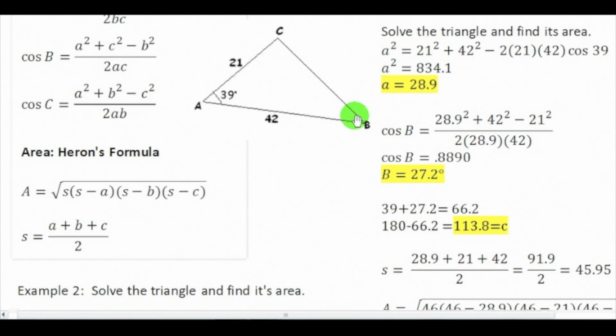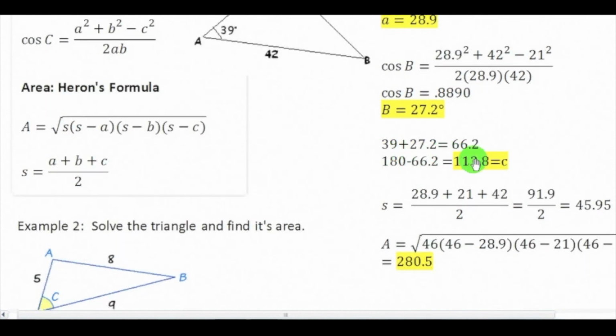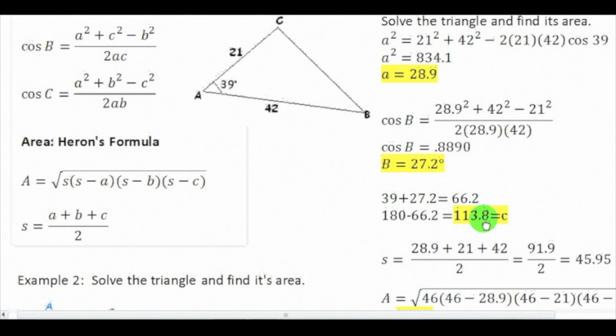And so the way that you can check that is just to add up your angles. Make sure that the angles add to 180. Otherwise you could have a problem, and you may have a triangle that really can't be a triangle. So you see here, I went ahead and finished it out. C is going to be 113.8 degrees, and that finishes up my triangle.